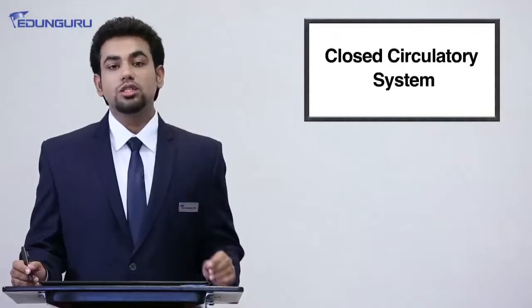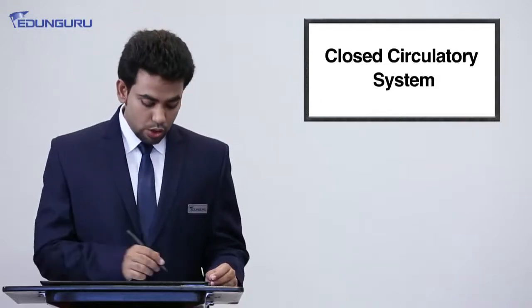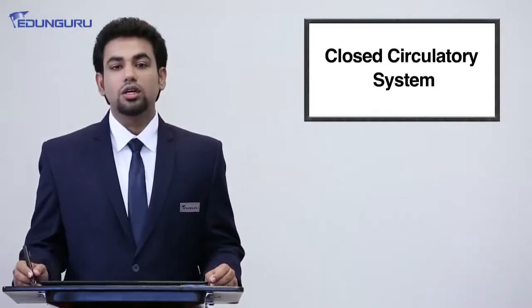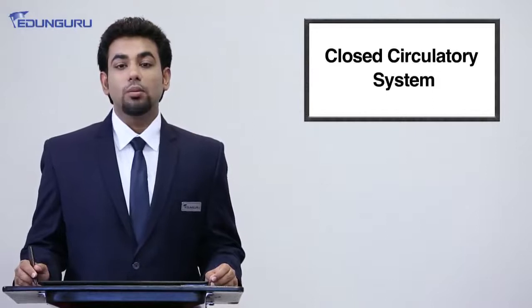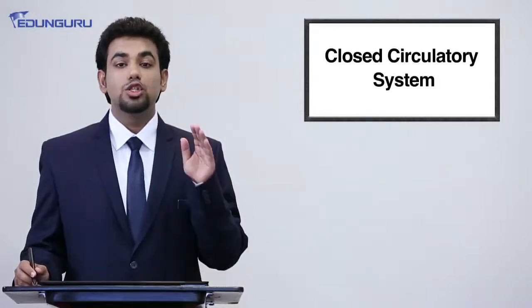So let's just move ahead now, and now we would be talking about the closed circulatory system. When we talk about a closed circulatory system, we talk about a network of tubes. A network of tubes which is responsible for carrying blood to all the parts of the body. And in turn, we supply oxygen. And what do we collect? We collect carbon dioxide from the tissues.